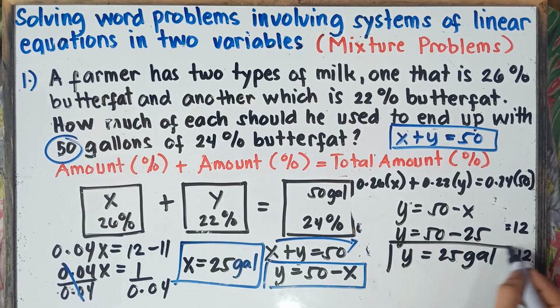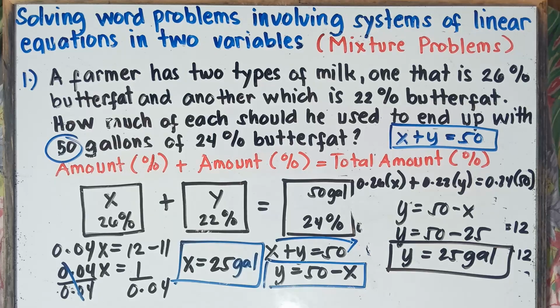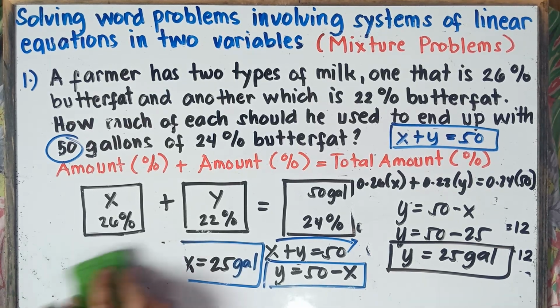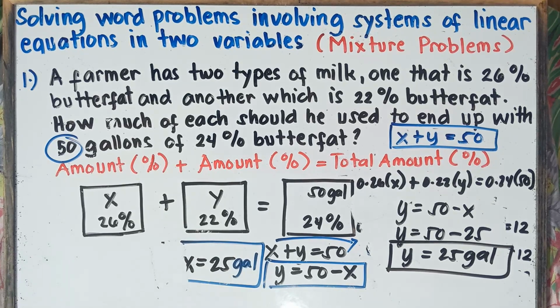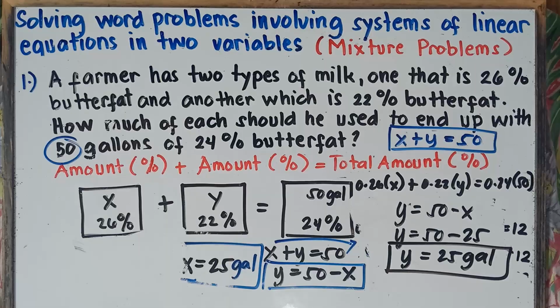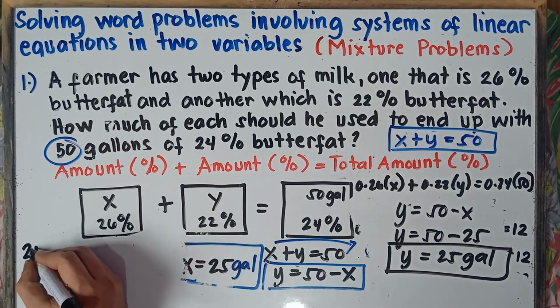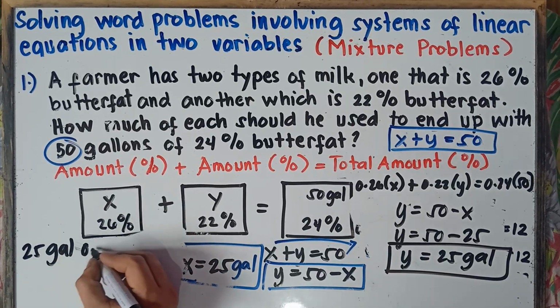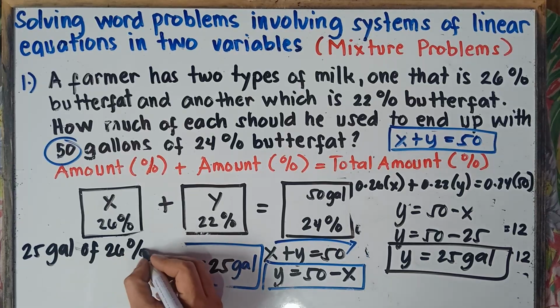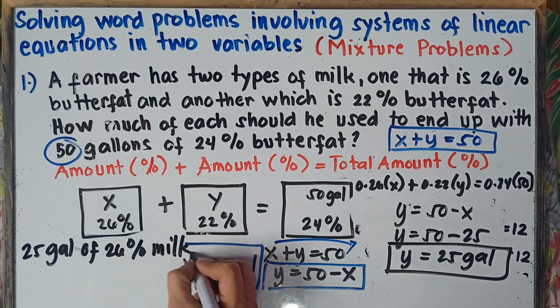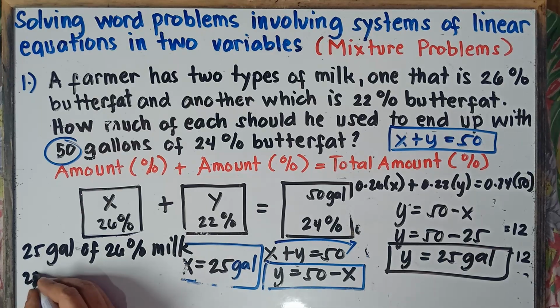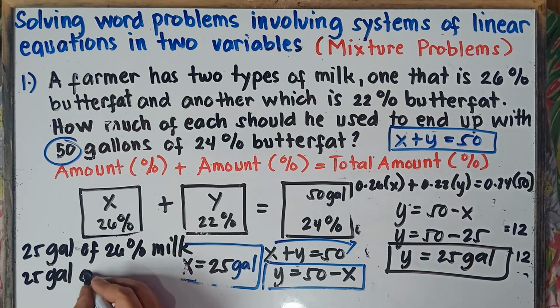So therefore, our final answer, they have the same number of gallons. So we can say that would be 25 gallons of 26% milk. And then the other one, we have 25 gallons, so the same amount of gallons of 22% milk.